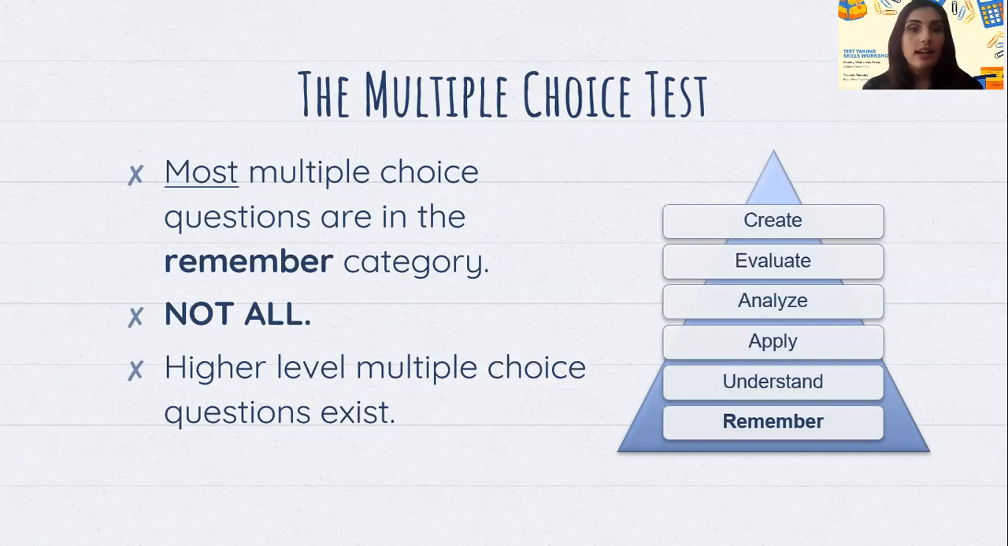That is not to say that higher level multiple choice questions do not exist. They certainly do exist. And what we're going to do now is walk through each of these action words on Bloom's taxonomy on this pyramid, and look at what these types of multiple choice questions look like so that you can go back to your class objectives, see what you're expected to learn, and so that you can apply that when you take the test.